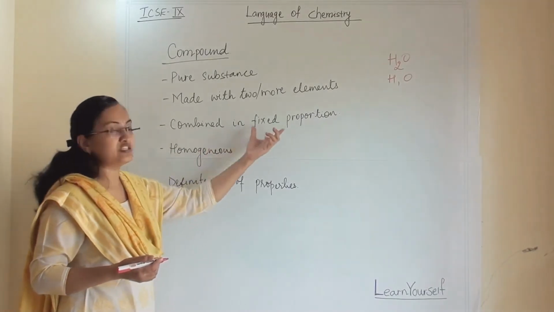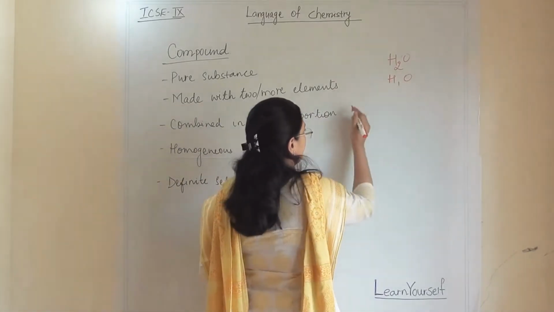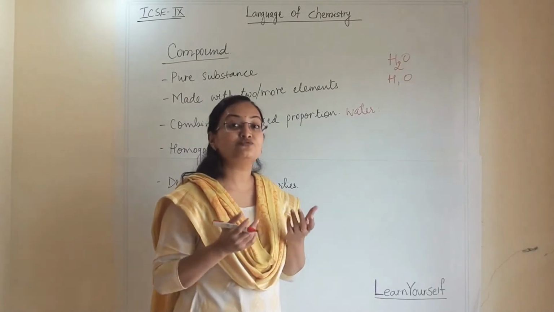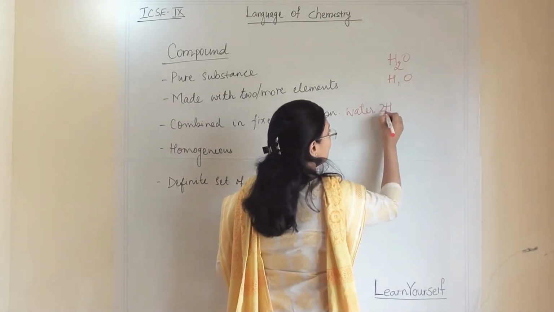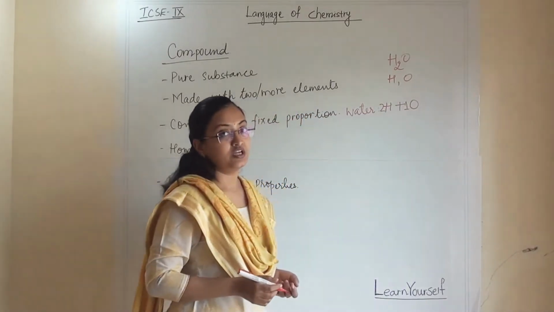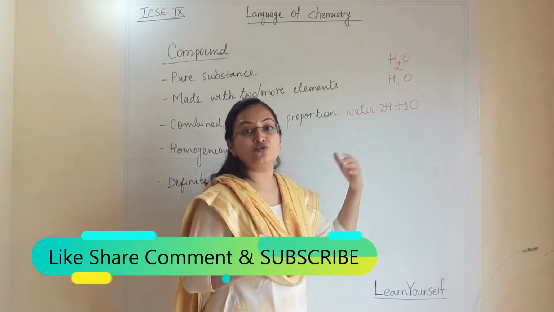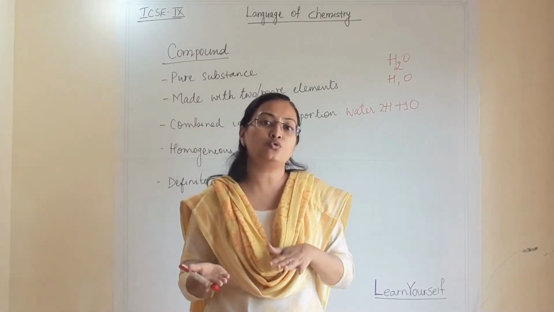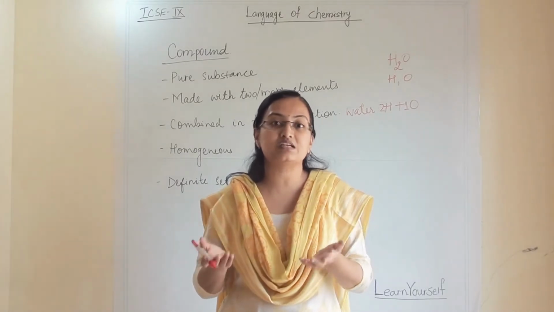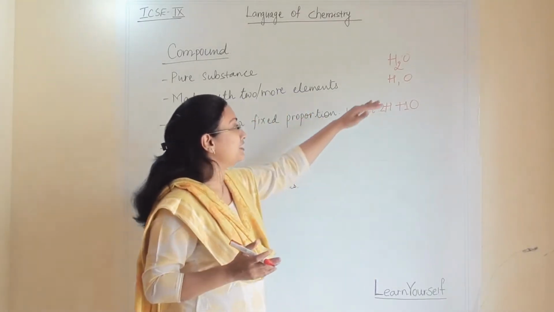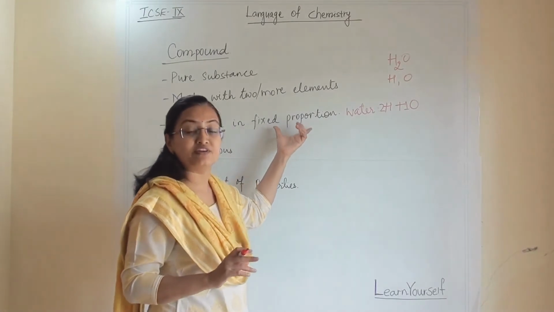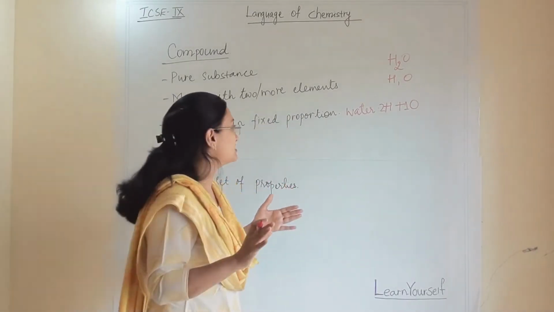It is combined in a fixed proportion. If we are talking about water, then the ratio of hydrogen and oxygen is fixed. Two atoms of hydrogen combine with one atom of oxygen, and this proportion is fixed. If you write H2O2 or HO2, then that is not our water. That can be another compound. Maybe it exists, but that is not water. So if you are talking about one specific compound, then it has to be combined in a fixed proportion. All compounds are in a fixed proportion.